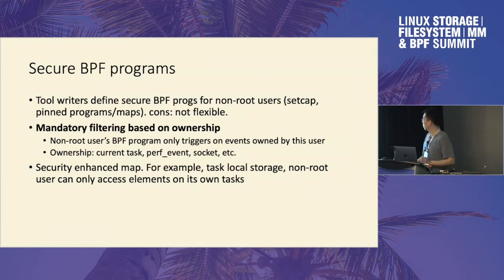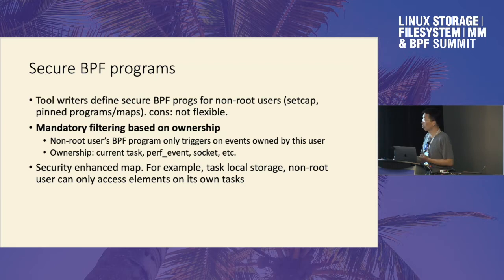The second idea is the main idea I have for this discussion: can we do mandatory filtering of your BPF program based on ownership? We'll go into ownership later. If you have a non-root user's program, it will only trigger on the events that you own. For example, ownership could be your current task. If you are in the process context and you trigger an event on your own task, you can see that. If you trigger an event on some other task, the kernel will filter that for you, so you will not see it.